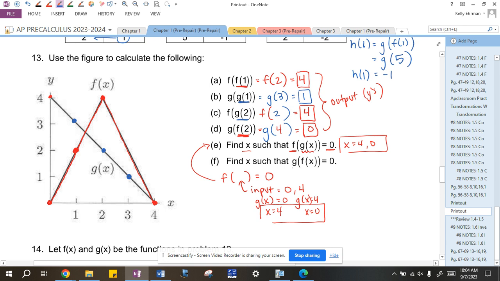Same thing for F. Now the outer function is g. So g of something equals 0. Determine what inputs make g of x equal to 0. There's only one input that makes g of x equal to 0. That's when the input is 4. And the inner function here is f of x. So when is f of x equal to 4? That happens only once at x equals 2. Okay, so x equals 2 for this part.